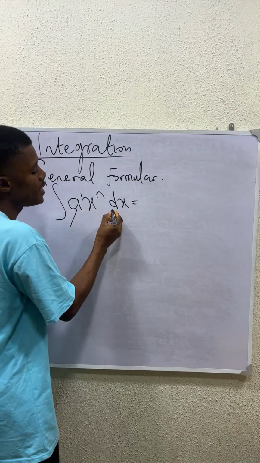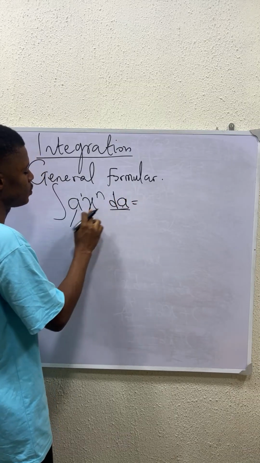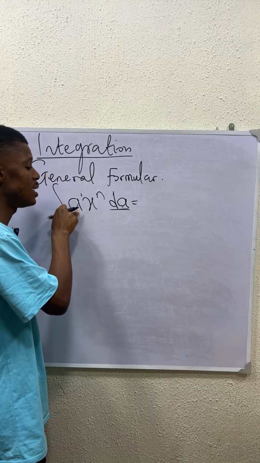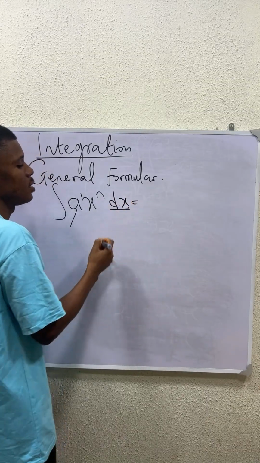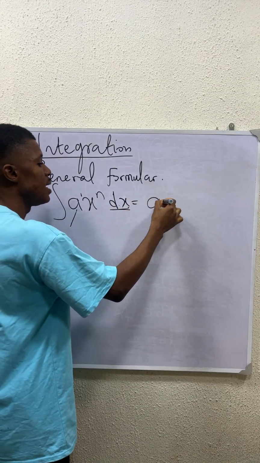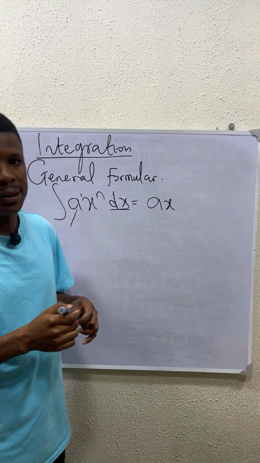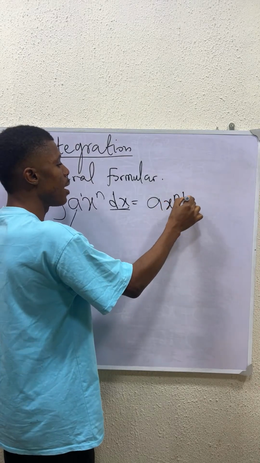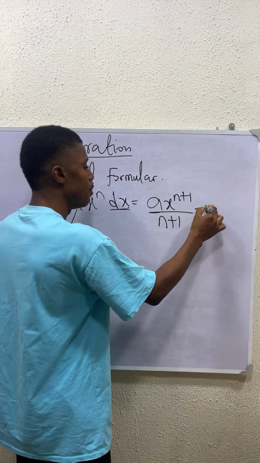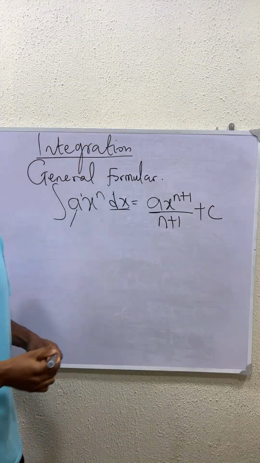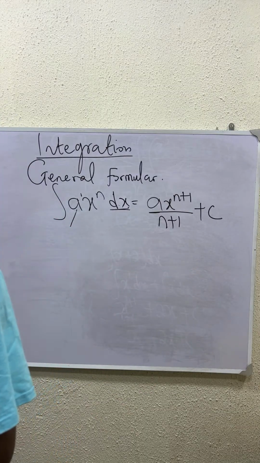Since we are integrating with respect to x, please know that if you were integrating with respect to a, the function you are integrating here would be a. So here the integration only affects the x. So what do we have? This is basically a times x to the power of n. In integration, you increase the power by 1, n plus 1, divided by the new power, n plus 1, plus the constant of integration. Whenever you see this c, it simply means the constant of integration.